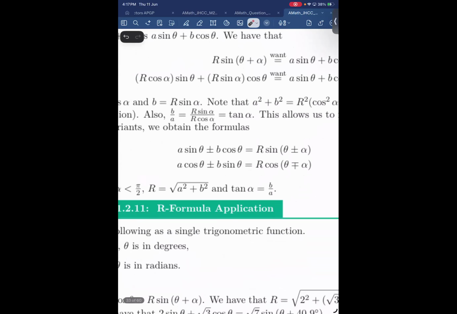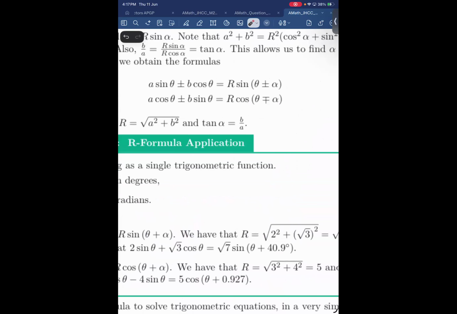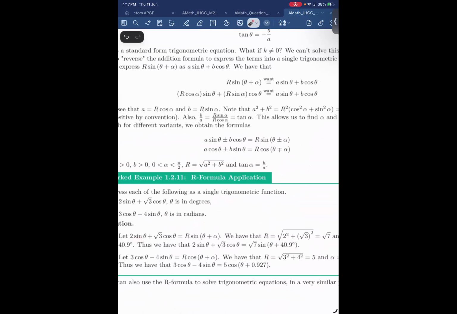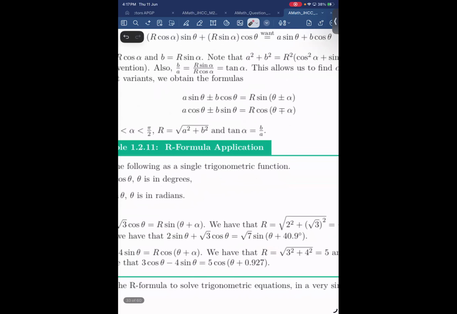So we can see this in use here. For the first one, A is 2 and B is root 3. Here the sine is in front, so we want to use sine, and the plus here will be the same. So R will be the square root of 2 squared plus square root 3 squared, which is square root of 7. And alpha is tangent inverse of square root 3 over 2, which is 40.9 degrees. Then it will just be R sine of theta plus alpha.